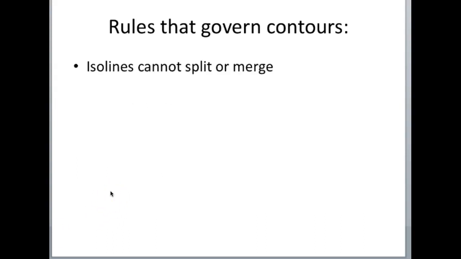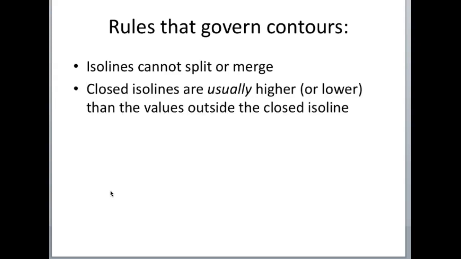A couple more quote-unquote rules that govern contours. The isolines cannot split or merge. Here we're just calling the contour lines isolines, just like we studied in the barometric pressure weeks and labs. Isolines or isobars in those cases are just areas where it's the same, iso indicating or meaning the same. Isometric pressure is pressure without moving. Iso comes up in a lot of fancy Latin words, you could say. We don't even need to call them fancy, really.